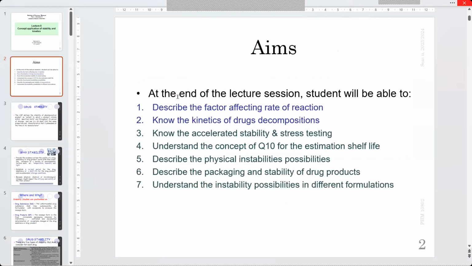The aims of this lecture are that at the end of the session, you should be able to describe factors affecting rate of reaction, know the kinetics of drug decomposition, know the accelerated stability and stress testing, understand the concept of Q10 for estimation of shelf life, describe the physical possibilities, describe the packaging and stability of drug products, and understand the instability possibilities in different formulations.